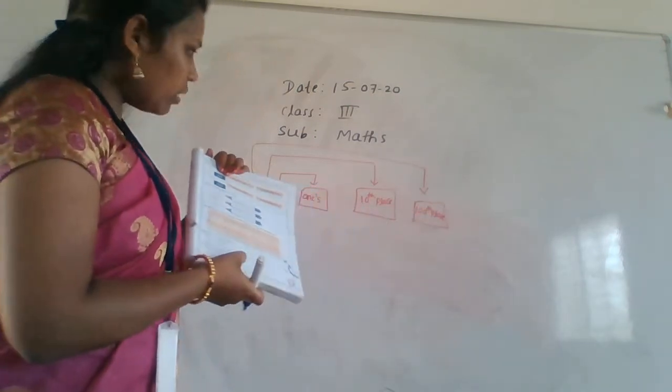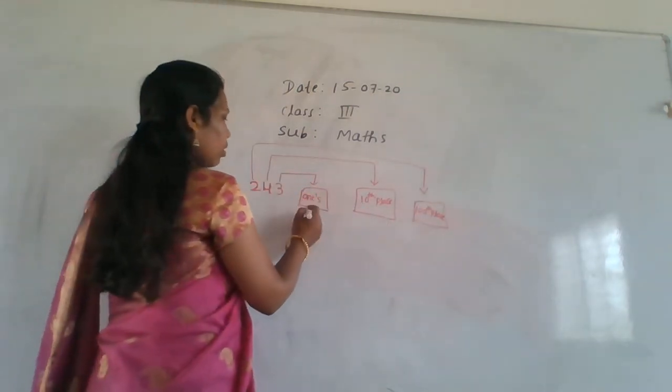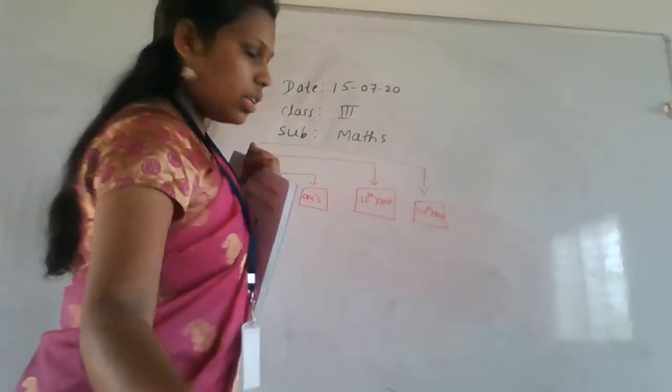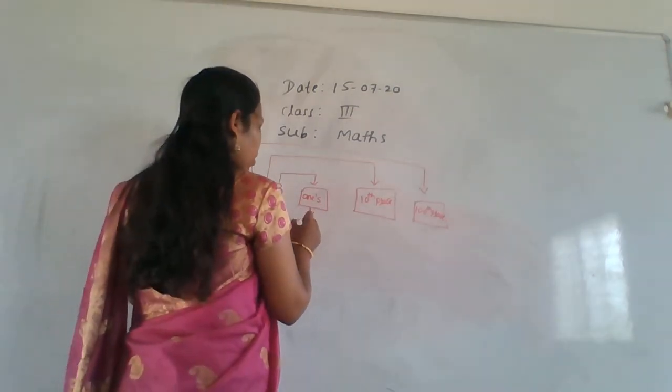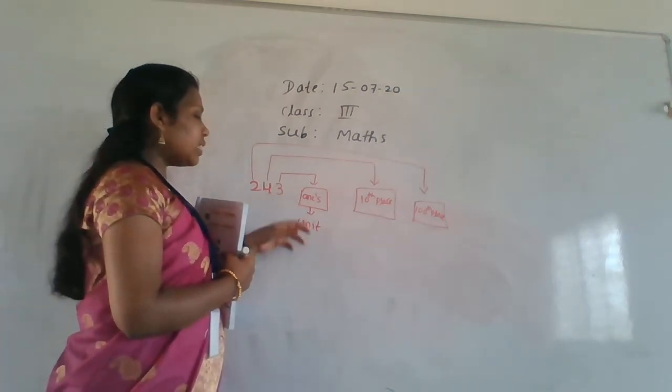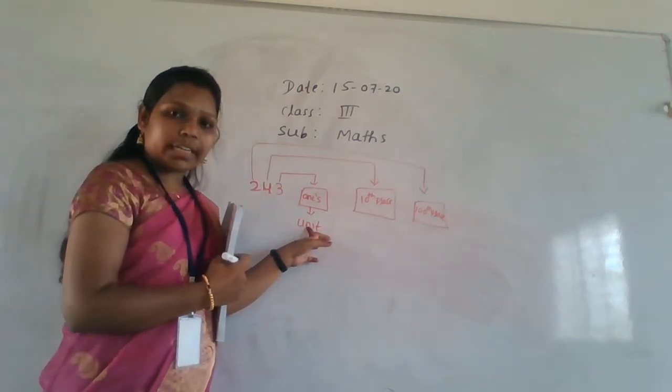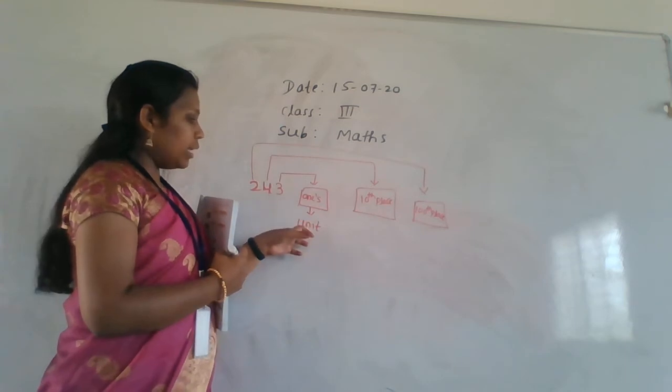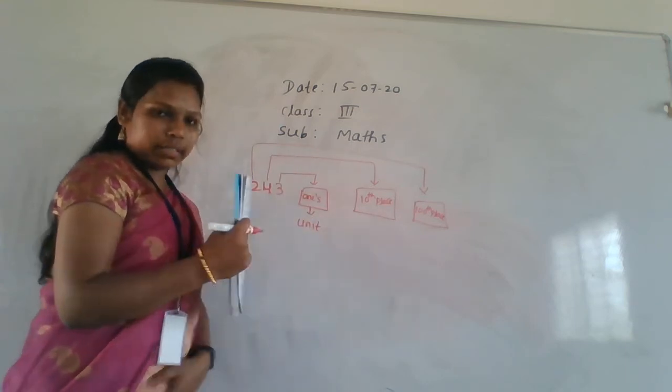Okay, next one. See here, you know, right? Ones, it is called as, sometimes we call it the unit place. Both are correct. Ones also same, unit also same. Don't get confused here. Unit also same, ones also same.